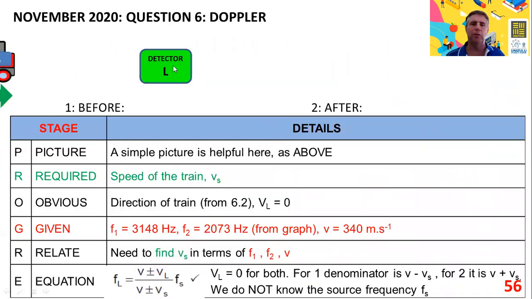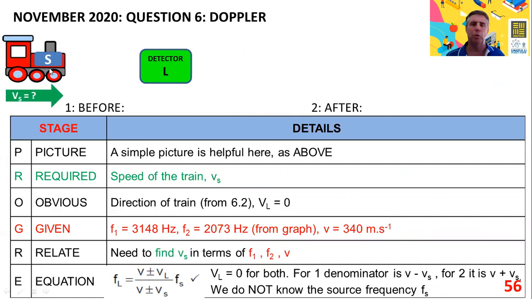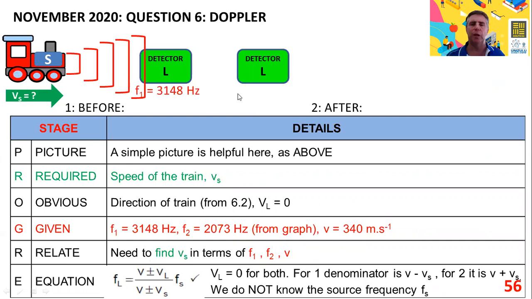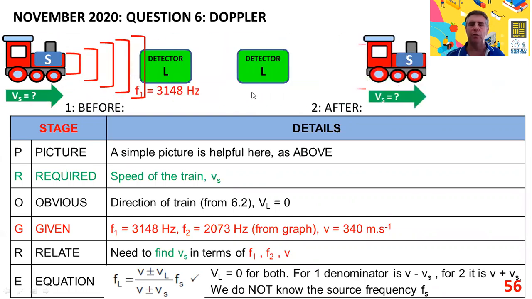So a stationary detector, the train is moving towards it before. We don't know the speed of the train. And afterwards, again, we've got a stationary detector. Train is moving away. Again, it's the same speed of the train, which we don't know. But these are the two frequencies which we got from the graph. Higher frequency before and a lower frequency after.